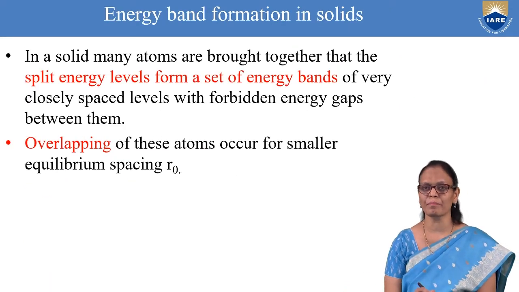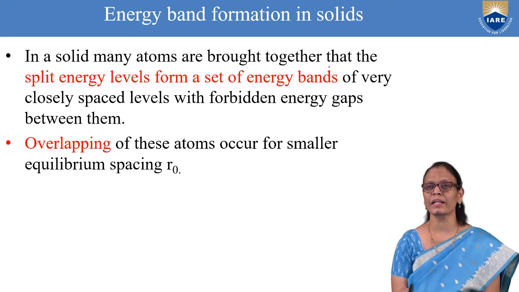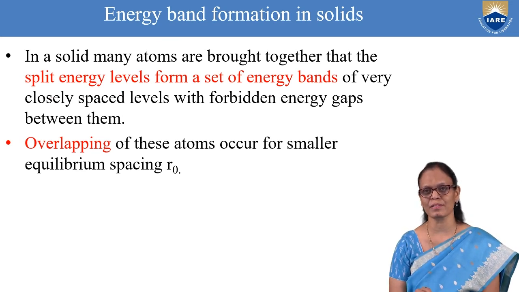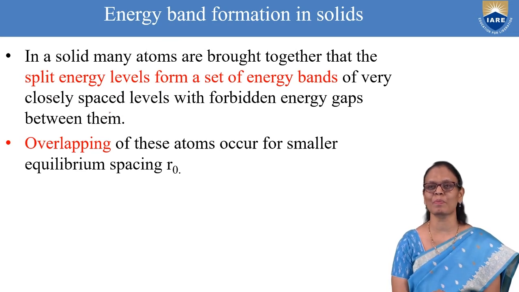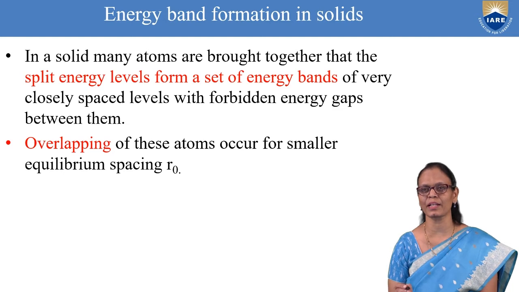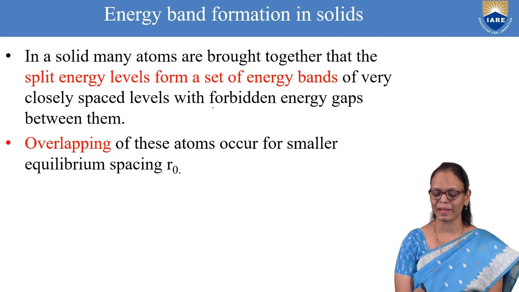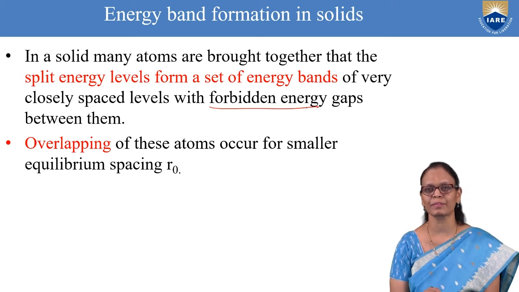Now in a solid, many atoms are brought together. We have seen that the split in the energy levels forms a set of energy bands, and they are very closely spaced. When we separate them as valence electrons and conduction electrons, we have a valence band and a conduction band separated by a forbidden band.